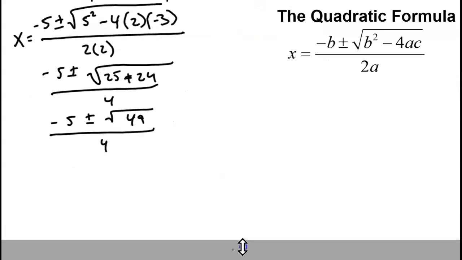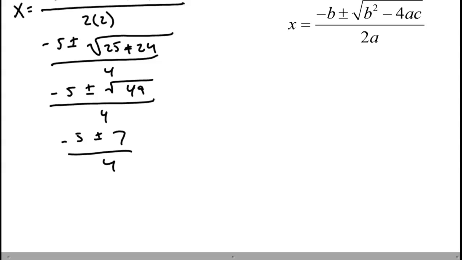Keep working this problem. Negative 5 plus or minus the square root of 49, which, let's just go ahead and solve that. The square root of 49, you can put it in your calculator, or you know that 7 times 7 is 49, all over 4. Negative 5. Now let's break this out. We're going to go negative 5 plus 7 over 4, and we're going to go negative 5 minus 7 over 4.